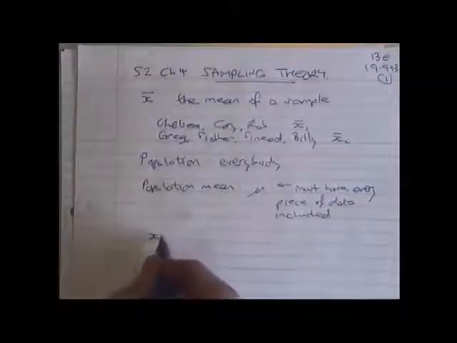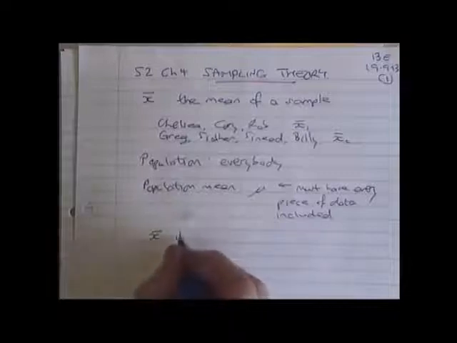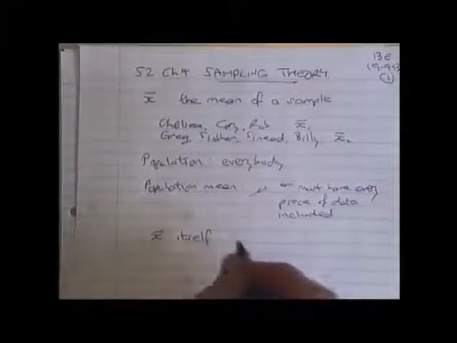So x bar, the sample mean, it won't always have the same value, even if it's based on the same population. So x bar itself is actually a random variable.